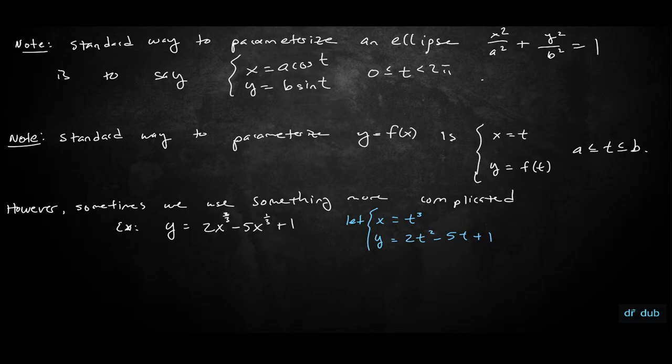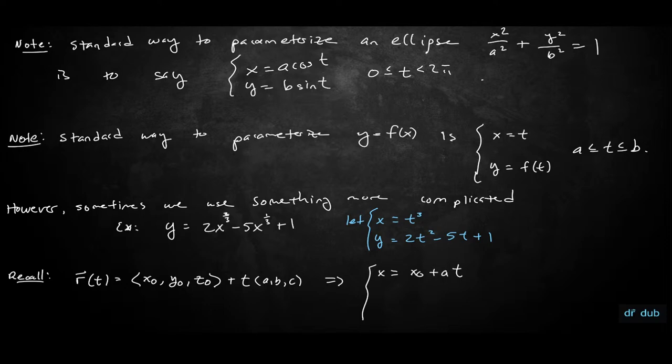We've already talked about the equations of lines in three-dimensional space. Recall we had a vector function r of t equal to x0, y0, z0 plus t times abc. And from there we got parametric equations: x equals x0 plus a times t, y equals y0 plus b times t, z equals z0 plus c times t. So we already talked about some parametric equations in this course before now, polar coordinates, and now we're seeing that back in chapter 12 we were already doing some of this stuff.